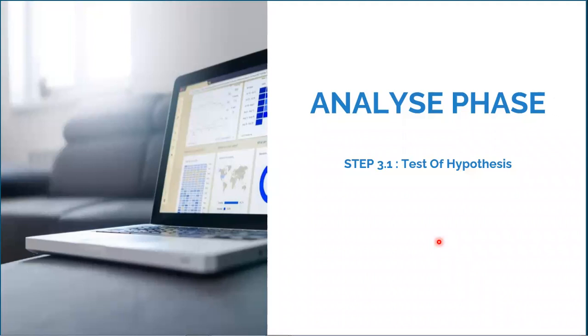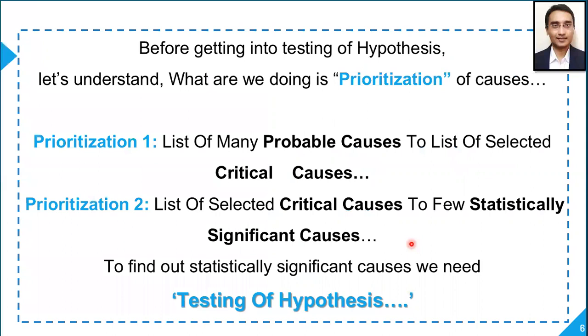Analyze phase, step 3.1, test of hypothesis. So let's understand test of hypothesis. Next slide, please. Right, so before getting into testing of hypothesis, first of all, let's understand what we are doing here. We are prioritizing the causes. We started with the prioritization of the causes, that is level 1, by listing out many probable causes, and then out of that list of many probable causes, we find out selected critical causes.